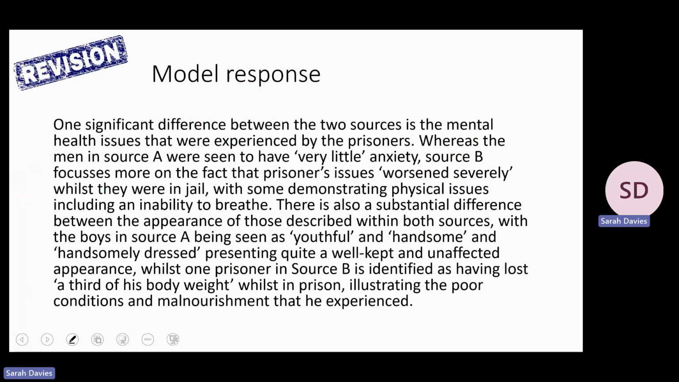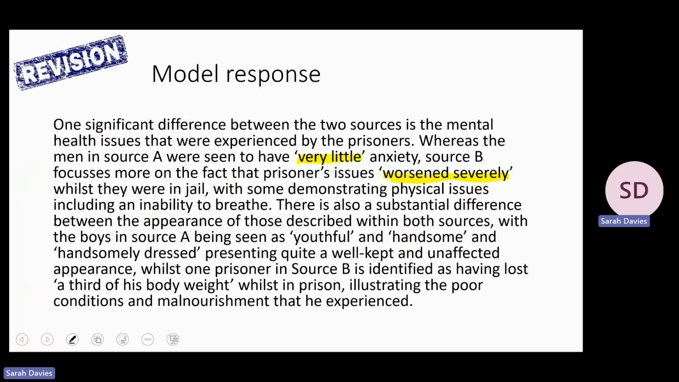Whereas the men in source A were seen to have had very little anxiety, source B focuses more on the fact that the prisoners' issues worsened severely. Look at the way that we are embedding those quotations. I think the moment that you start to embed quotations is the moment that your responses begin to develop further, with some demonstrating physical issues, including an inability to breathe.